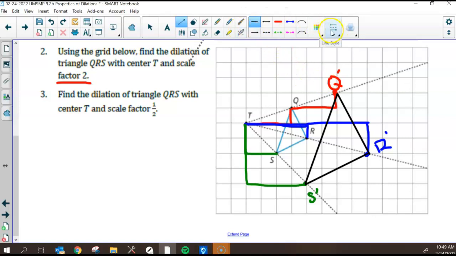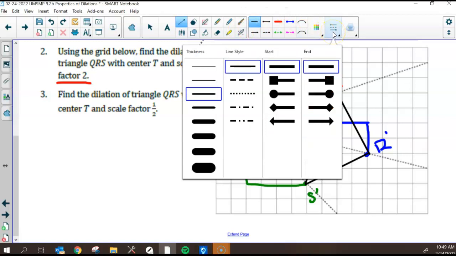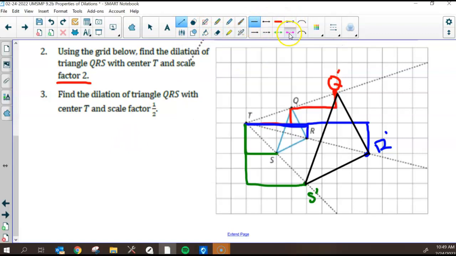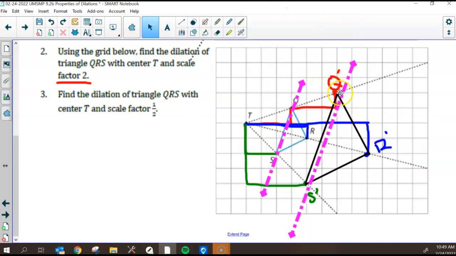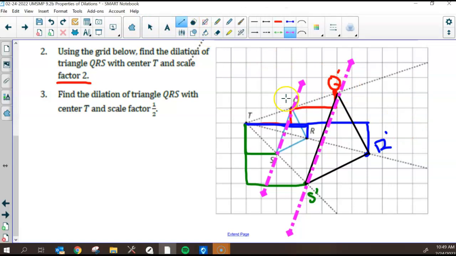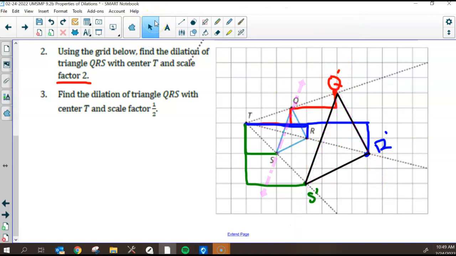Things that are worth pointing out, some characteristics and properties that we just saw in our last example. Notice, let me pick a line that I can use here. Notice QS is parallel to Q prime, S prime, right? Parallel lines there. We would see that with all of them. QR and Q prime, R prime are parallel. So we are seeing that those are parallel if we have done it correctly.